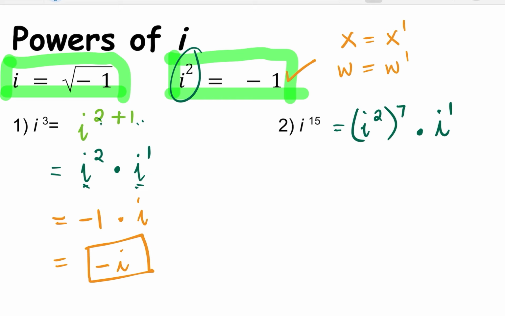If the exponent hovers just like this, we're multiplying. That's the time we multiply the exponents. So applying this rule, i squared, which is equal to -1, so we have -1 raised to the power 7. And if you use your calculator, -1 to the power 7 would give you -1. And then we drop i, and so therefore our final answer for number 2 is just -i.